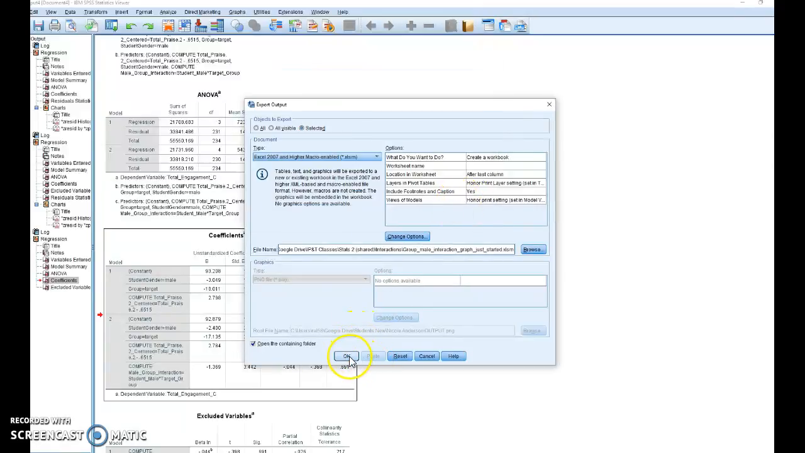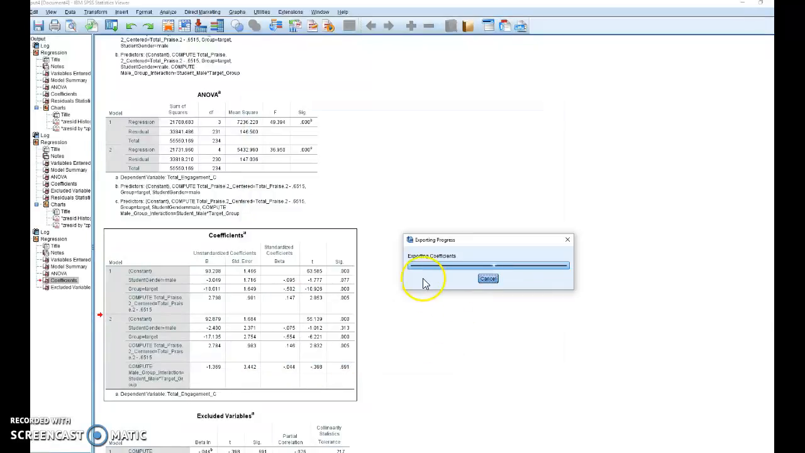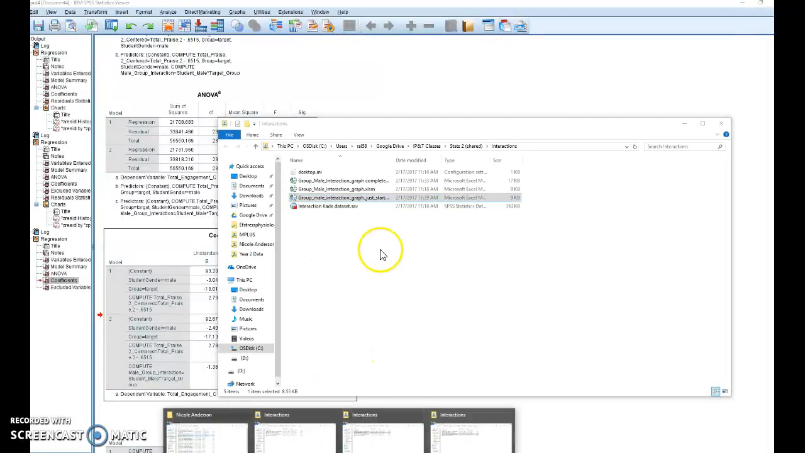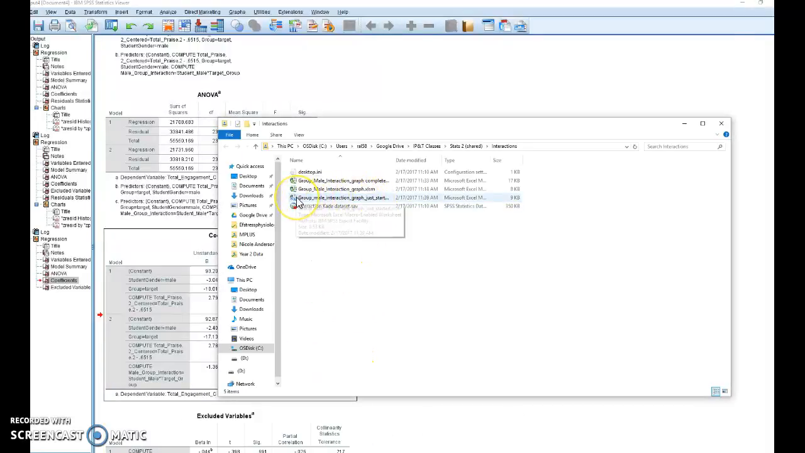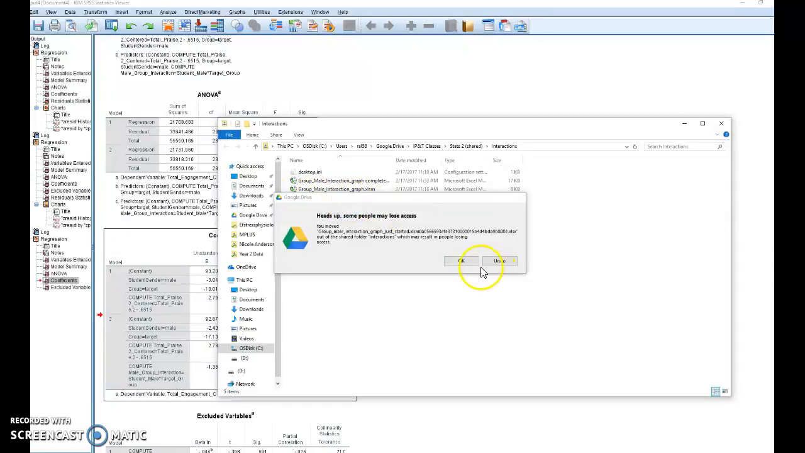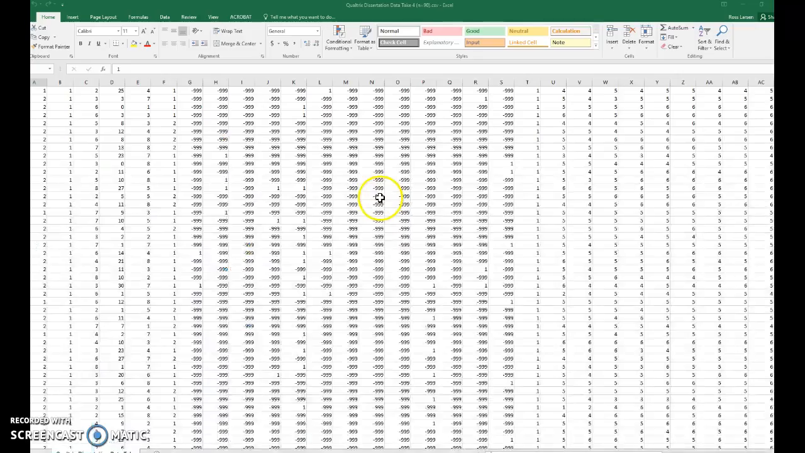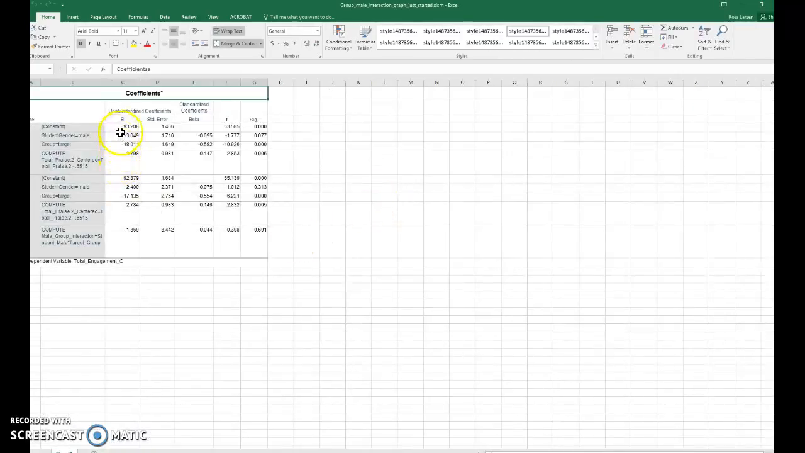You cannot paste this one, it does not allow you to, and then you can click on this nice little box here. It will open the containing folder, which will save you the step. So click OK. SPSS will think about it for a minute. And it will open the folder. Oh, there it is. So I just made this new Excel spreadsheet called group_male_interaction group just started. So I'll double click on that to open it up, and look at this.